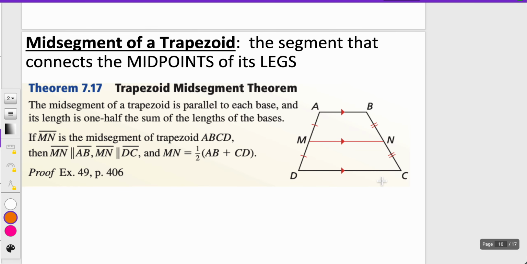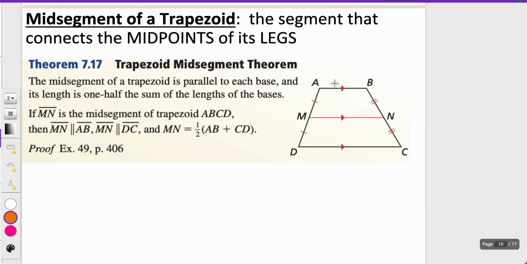We've got the mid-segment of a trapezoid next. The mid-segment is a segment that connects the midpoints of the legs. So MN is showing the mid-segment here. And we can find that by adding AB and CD together and then finding half of that.